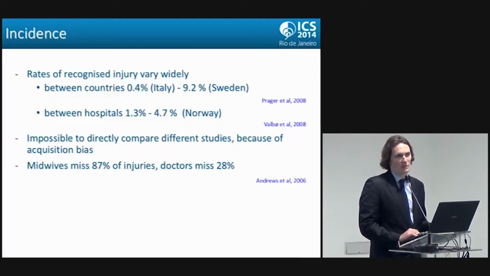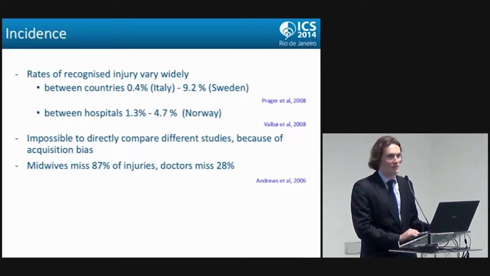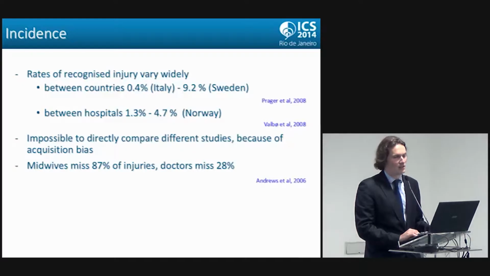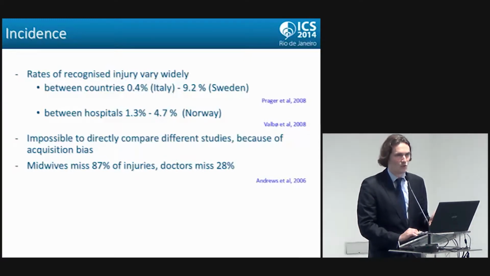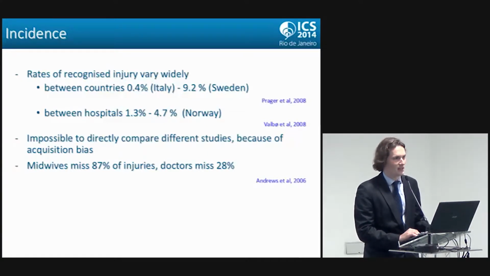It's almost impossible to compare between different studies, because the rates of recognized injury we know vary between different countries. So for example, in this one study across Europe, from less than 1 in 200 in Italy to nearly 1 in 11 in Sweden. But they also vary hugely between hospitals in the same country. So in this example from Norway, 3-fold variation between different nearby hospitals. And that's really acquisition bias, that in different places in the world, people are motivated either to diagnose or not diagnose these injuries. And so it's difficult to compare between different studies.